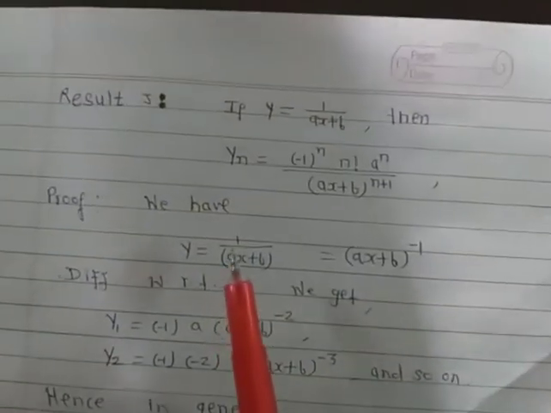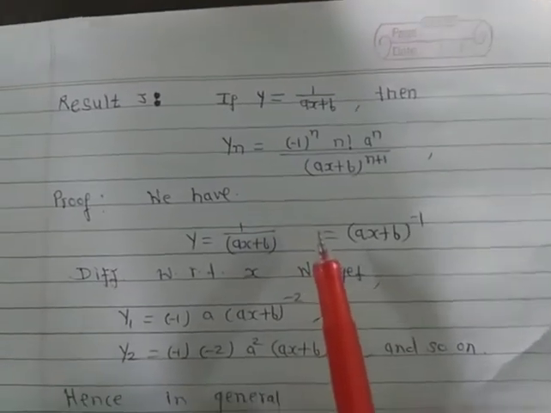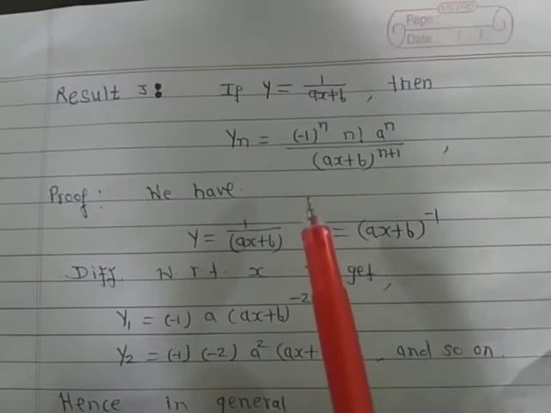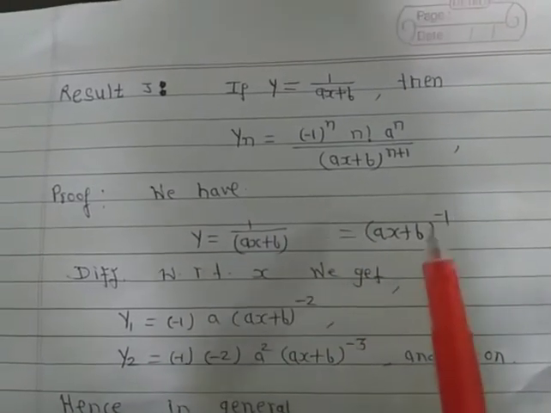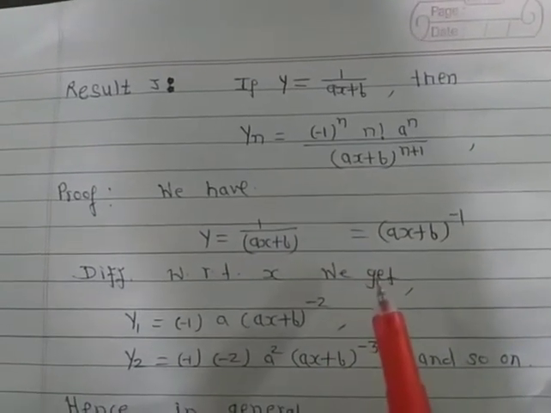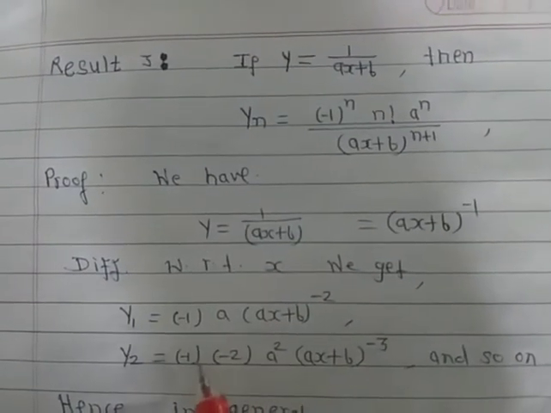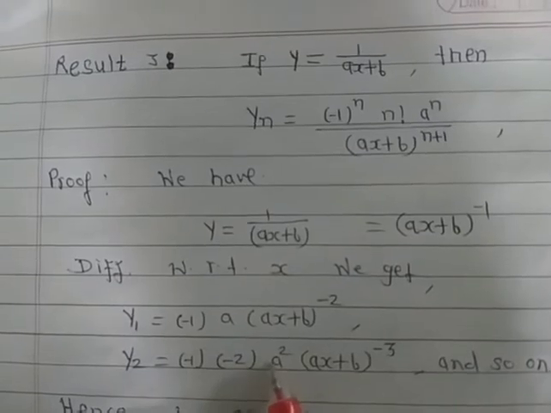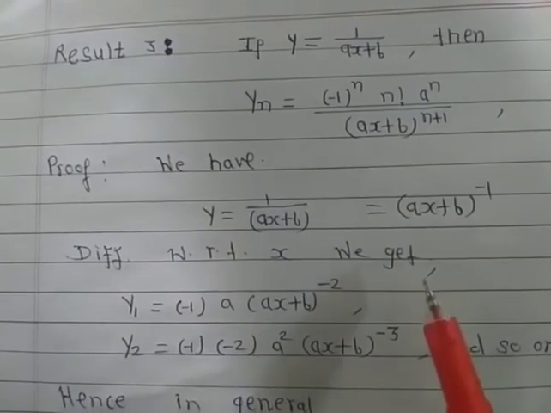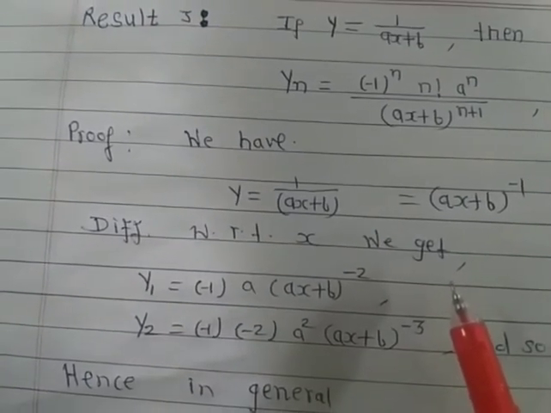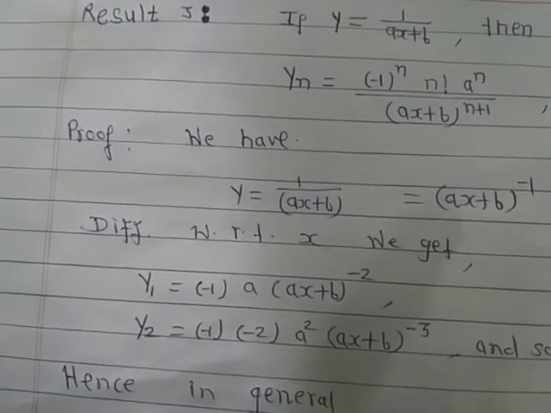Now consider another result. If y equal to 1 upon ax plus b, then prove that yn equal to minus 1 raised to n factorial a raised to n upon (ax + b) raised to n plus 1. Let us see the proof of this result. We have given that y equal to 1 upon ax plus b, that is, (ax + b) raised to minus 1.